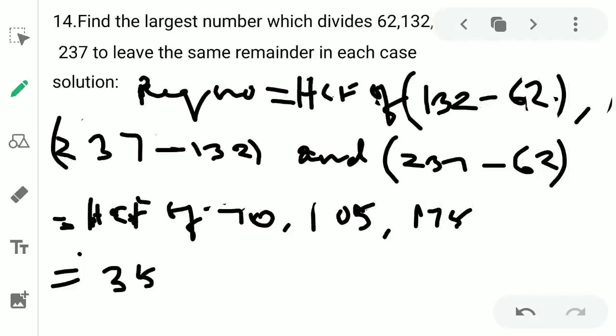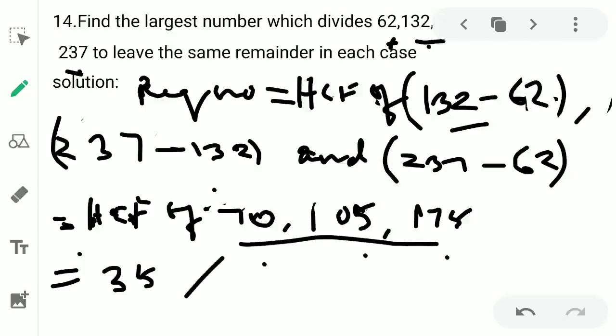Moving to the 14th question, find the largest number which divides 62, 132, 237 to leave the same remainder in each case. Solution: required number equals HCF. We have to subtract the first number from the second number, the second number from the last number, and the first number from the last number. When I subtract this, I am getting these answers. So when I take HCF for all these three, I am getting the answer as 35.